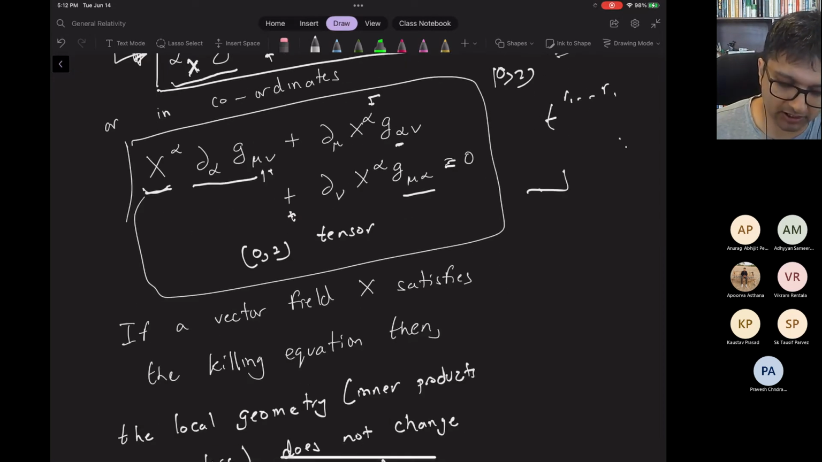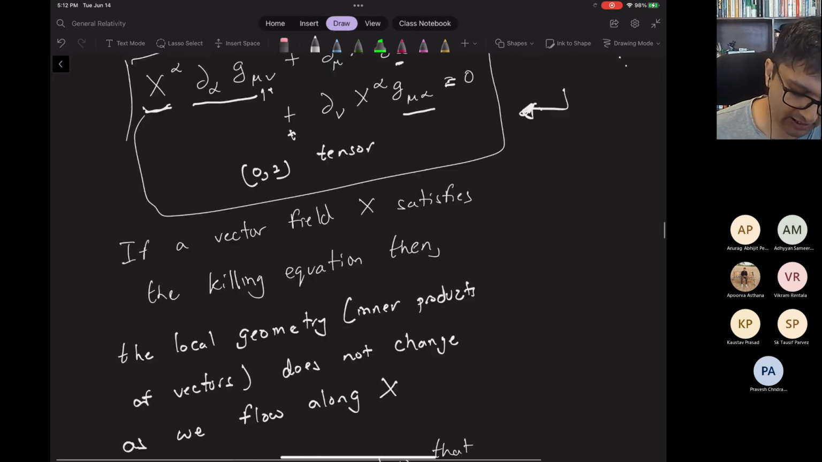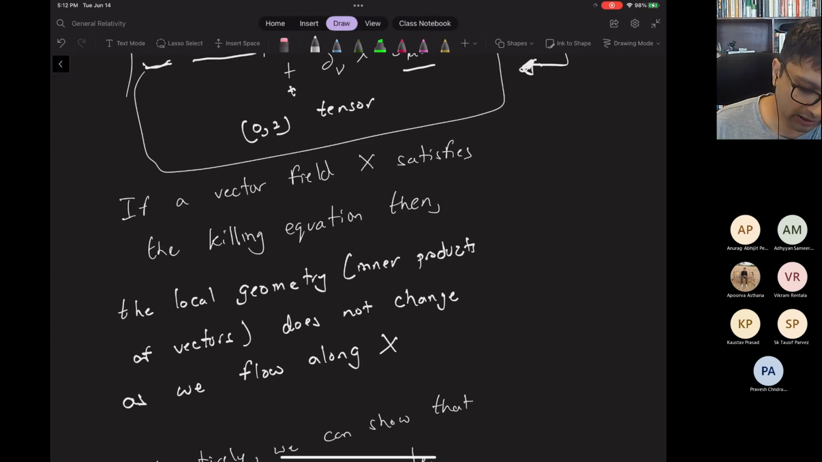And I'd written this before during the regular GR class. So if a vector field X satisfies this Killing equation, then the local geometry, that is the inner products of vectors, does not change when you flow along X.